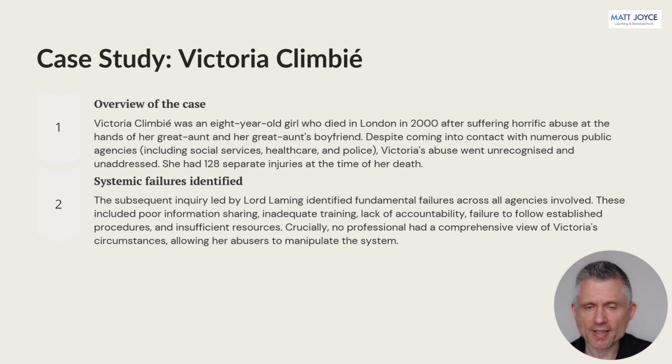Systemic failures identified. The subsequent inquiry, led by Lord Laming, identified fundamental failures across all agencies involved. These include poor information sharing, inadequate training, lack of accountability, failure to follow established procedures, and insufficient resources. Crucially, no professional had a comprehensive view of Victoria's circumstances, allowing her abusers to manipulate the system.